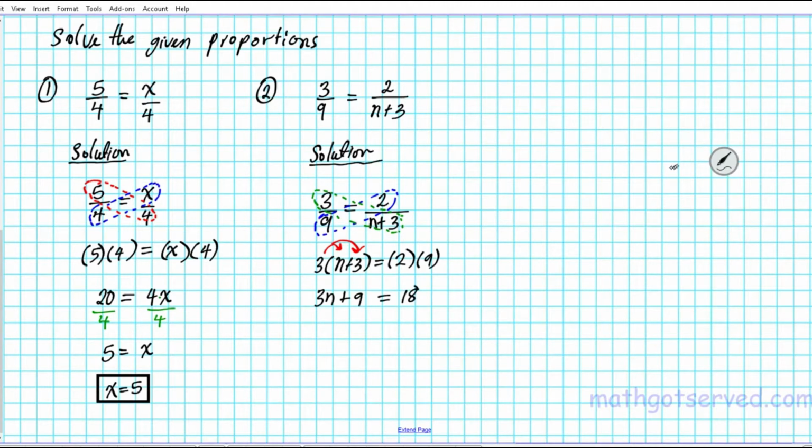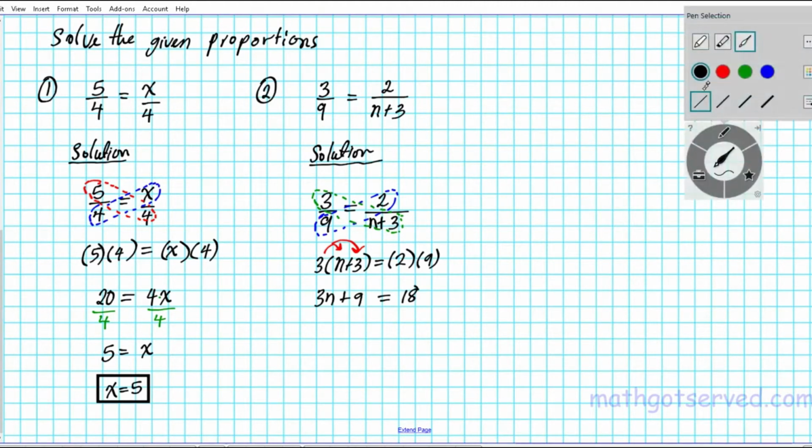Now to solve this resulting linear algebraic equation, we're simply going to subtract 9 from both sides and divide by 3. Let's do it. You subtract 9 from both sides. That yields 3n. Positive 9 minus 9 is 0. 18 minus 9 is 9.